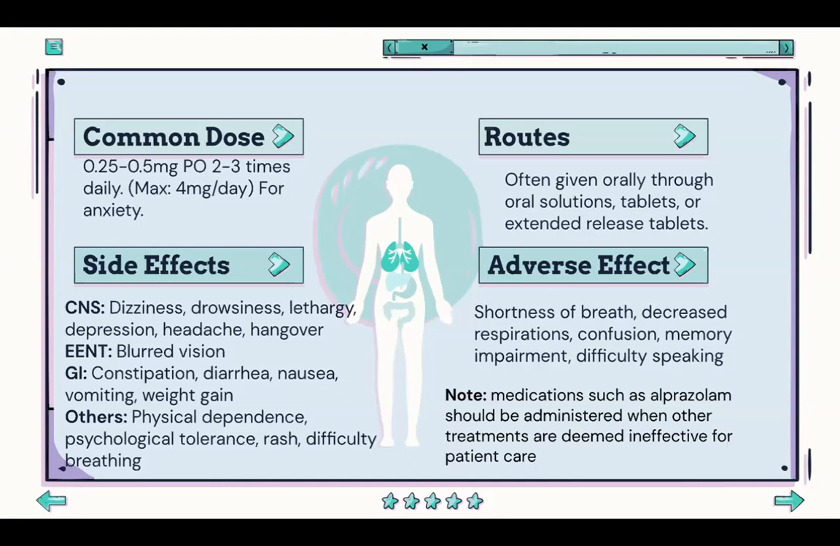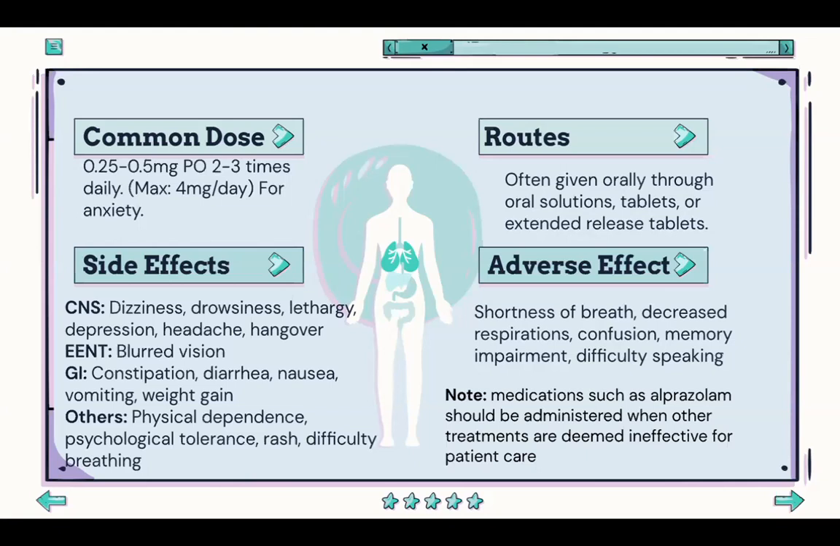Okay, so for the side effects of this medication, it can cause effects on different parts of our body. So for the CNS, it can cause dizziness, drowsiness, lethargy, depression, headache, and a patient may also feel hangover. And for the EENT, it may cause blurred vision. And on the GI tract, the patient can experience constipation, diarrhea, nausea, vomiting, and weight gain. And the other side effects the patient may experience could be physical dependence, psychological tolerance, rash, and difficulty breathing.